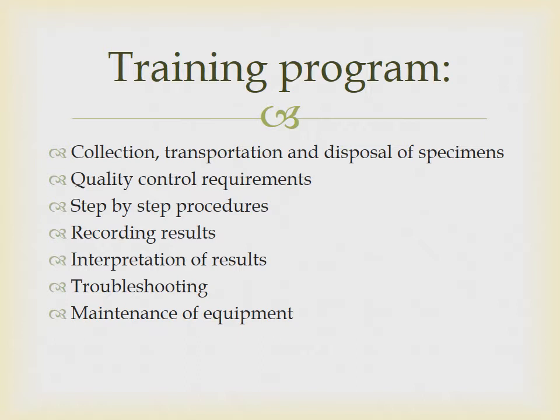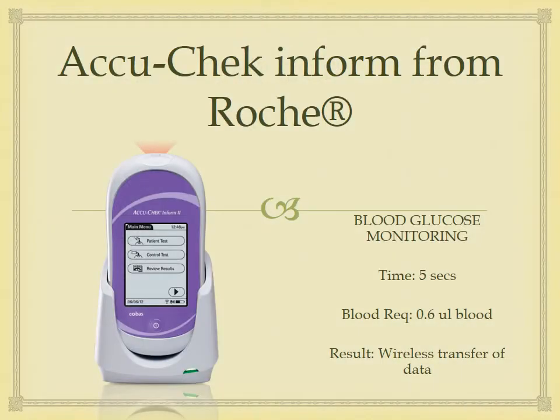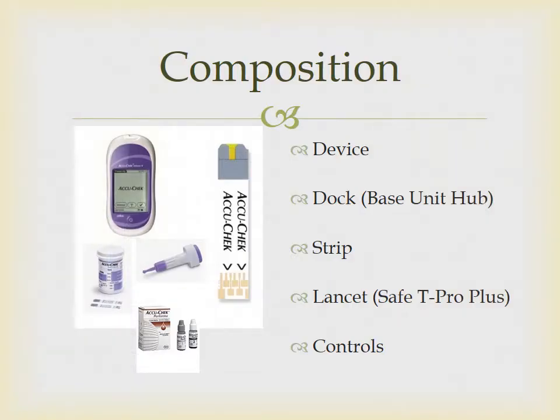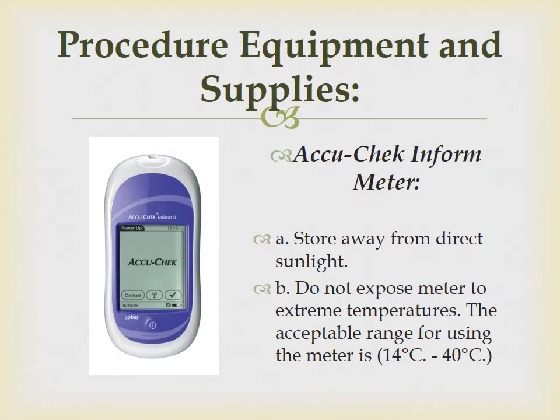Troubleshooting. Maintenance of equipment. The Accu-Chek Inform for blood glucose monitoring requires a time of 5 seconds, blood of 0.6 microliters. The result will be a wireless transfer of data. The Accu-Chek Inform for blood glucose monitoring is composed of the device, dock or base unit hub, strip, lancet, and the controls. The following are the procedures needed for equipment and supplies.